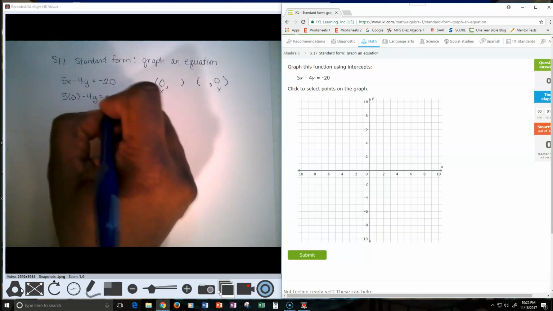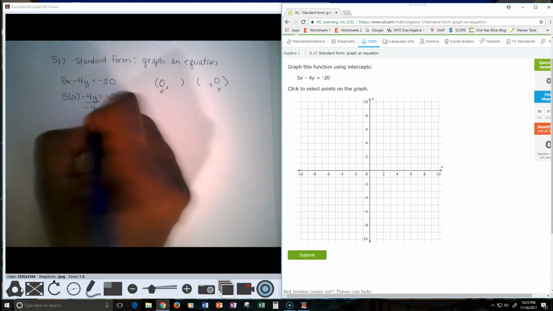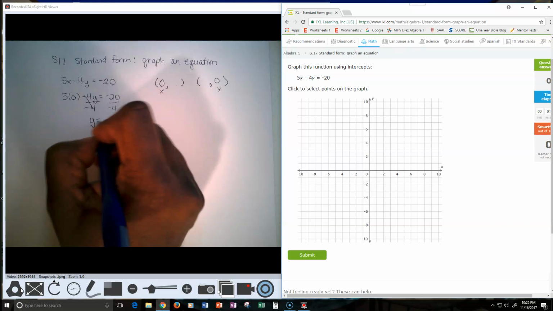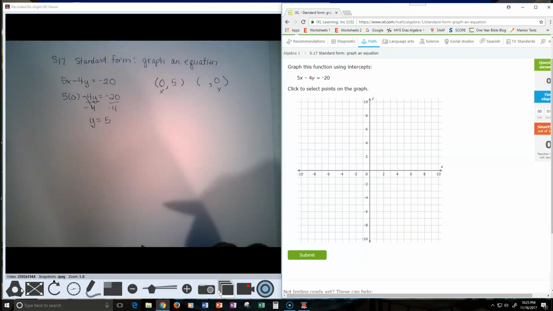Minus 4y is equal to negative 20. I'm going to divide by negative 4 on both sides of the equation. Therefore, y is equal to 5. So my first ordered pair is 0, 5.